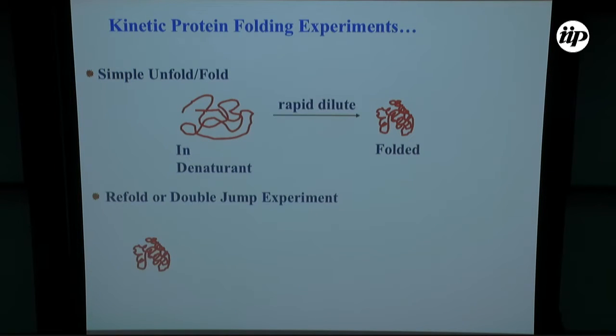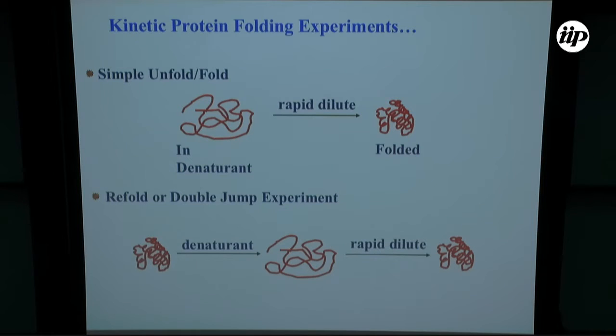You can do also a little bit more sophisticated experiment in which you do a double jump. So you start with the folded protein, you unfold it, you wait here for a little bit of time, and then you quickly refold it again. And when I'm talking about unfolding and refolding, I'm talking about the amplitude. I'm talking about what's the net balance in equilibrium. But of course, the process is always determined by the same rate constant.